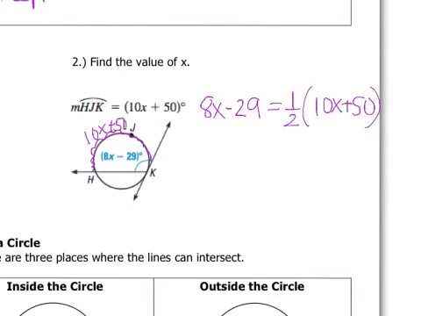From here, we can distribute the 1/2 and solve. Multiply 1/2 by 10x, that's 5x. Multiply 1/2 by 50, that's the 25. And then just solve your equation.